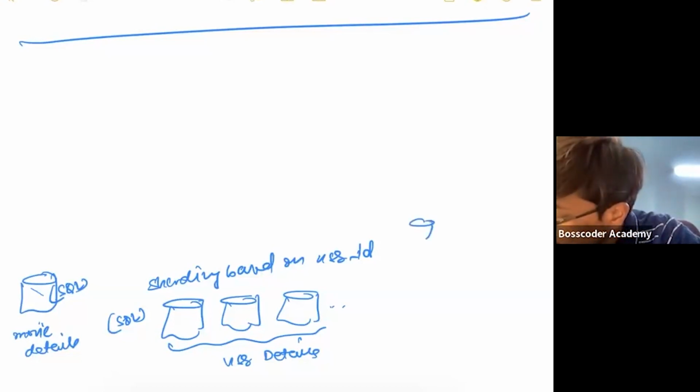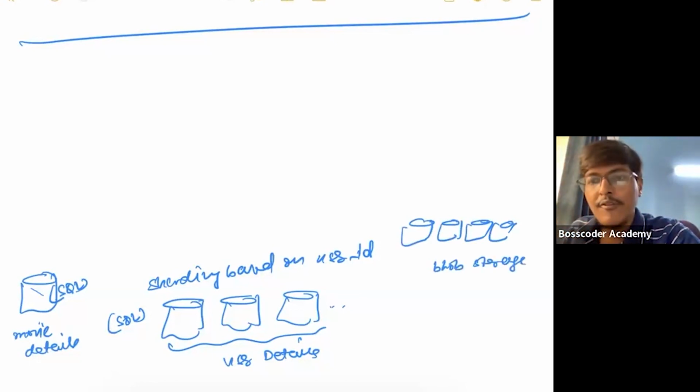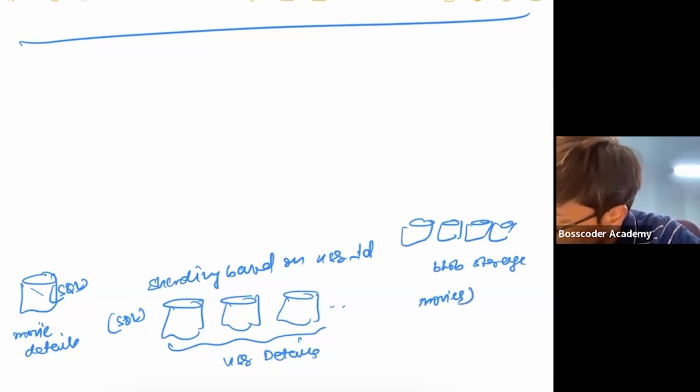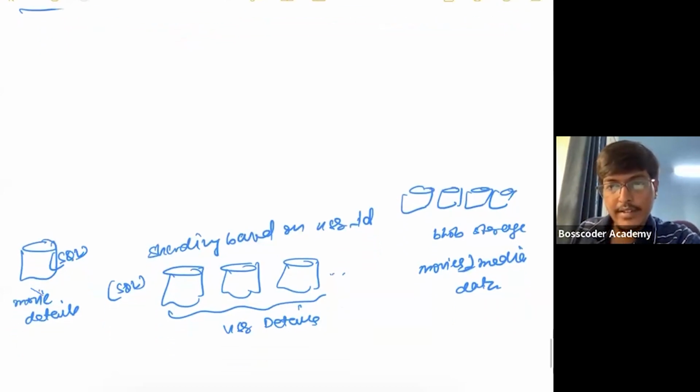And you have another database, which is kind of a blob storage, right? Where you are storing what? You are storing the movies media data. Is this clear? A quick yes. Clear? Okay.